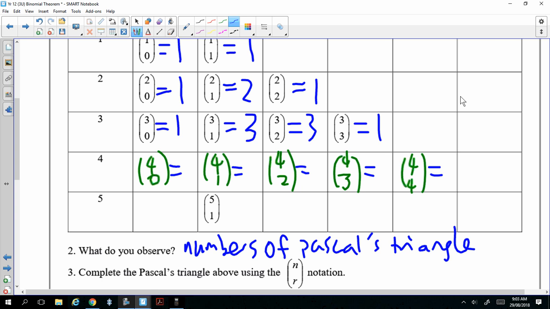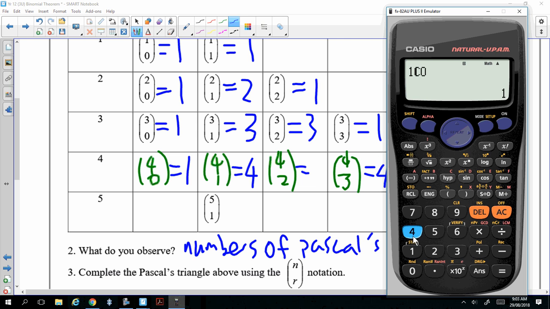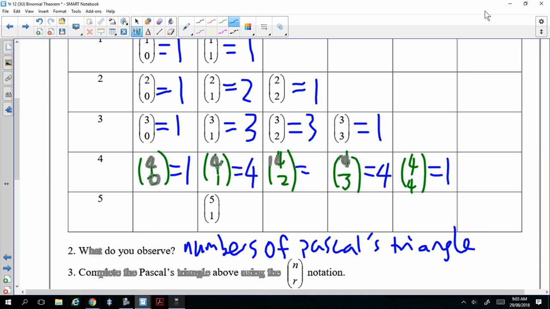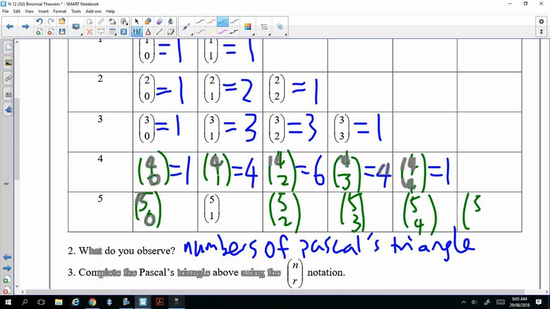So we know the first one and the last one must be 1. These two are both 4s. The middle one you can use the calculator. 4C2. You should get 6. Okay, so we get the numbers. I'm going to continue on the next row. 5 0, 5 1, 5 2, 5 3, 5 4, and 5 5. Okay. And see if we get the same pattern.